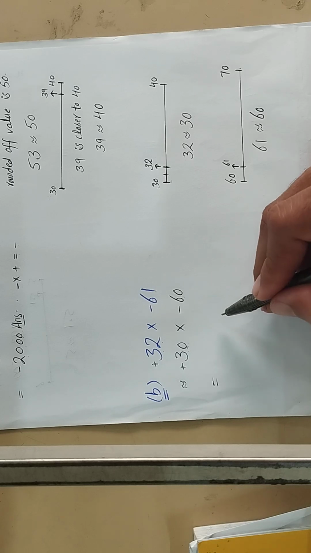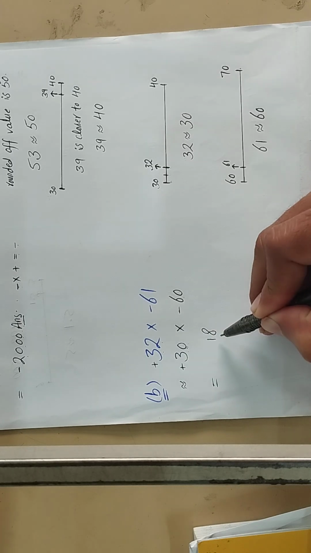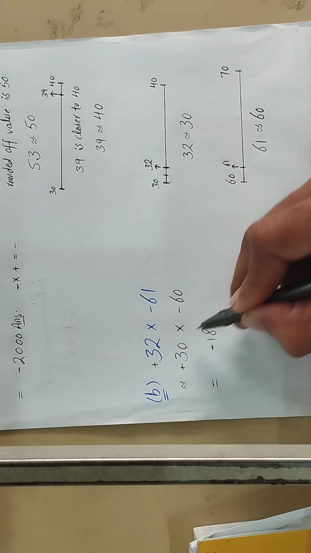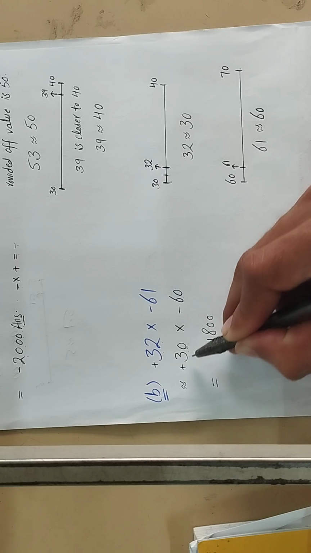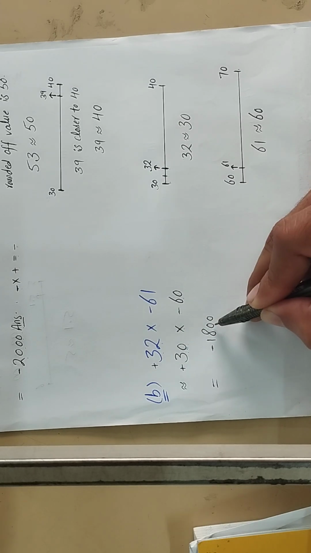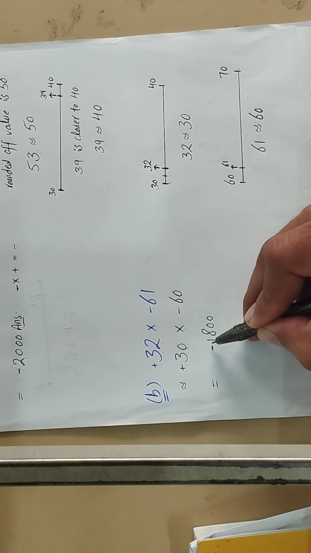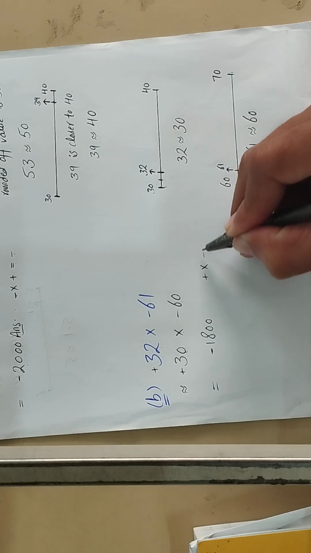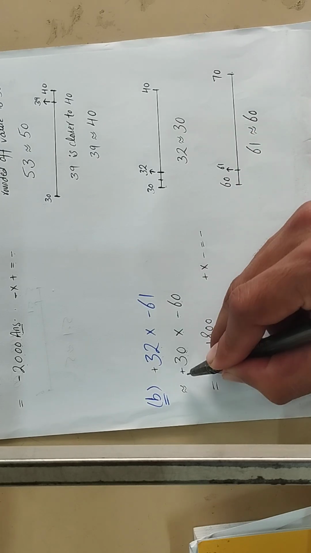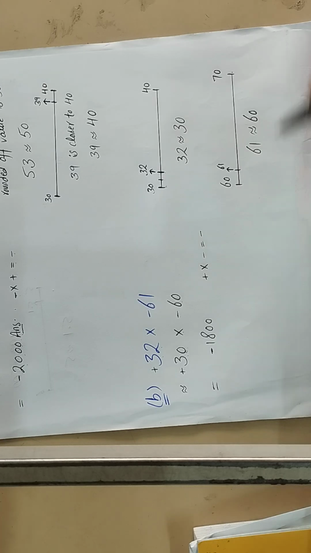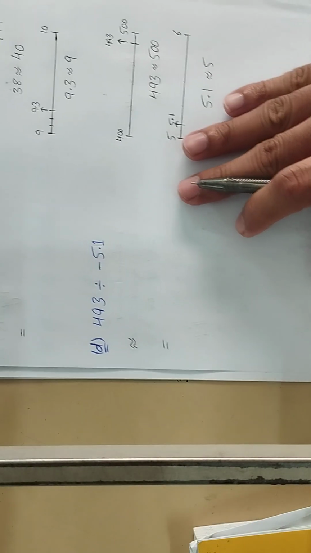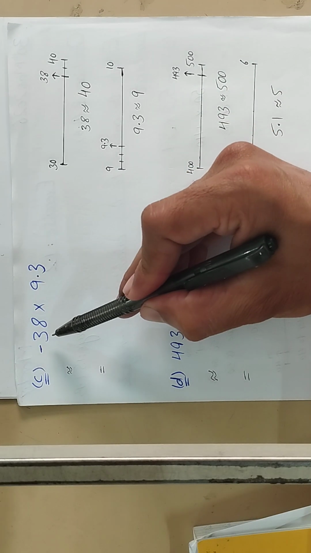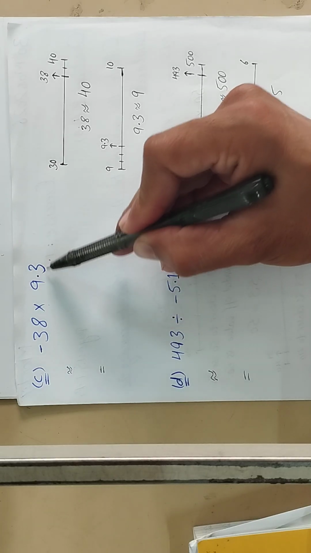3 times 6 is 18, and plus multiplied by minus is minus, and write these two zeros along with the answer. Yes, 3 multiplied by 6 is 18, and with these two zeros it's 1800, and then a minus sign here, because plus multiplied by minus is minus. So multiply the numbers and write the sign along with it carefully. Now let's see the third part. The third part is minus 38 multiplied by 9.3.